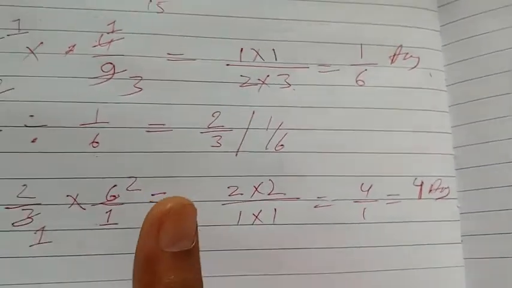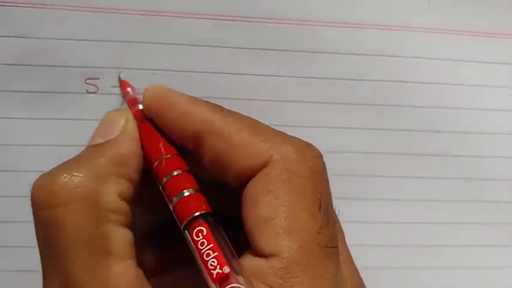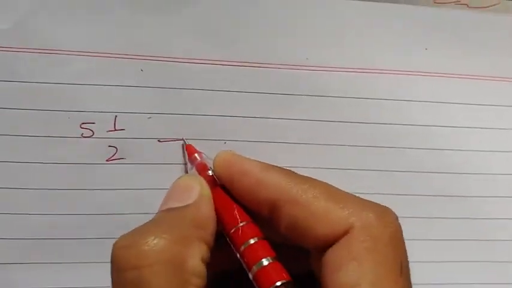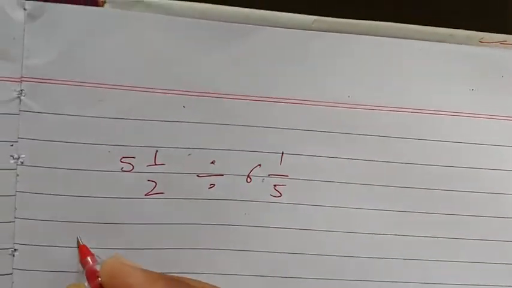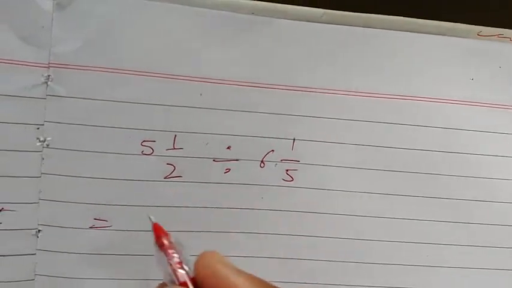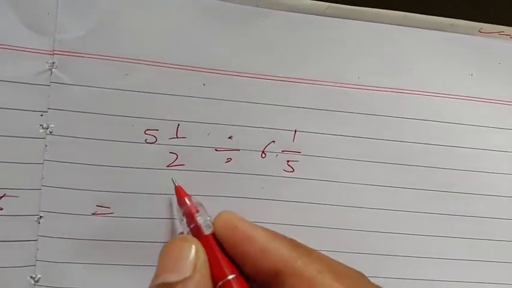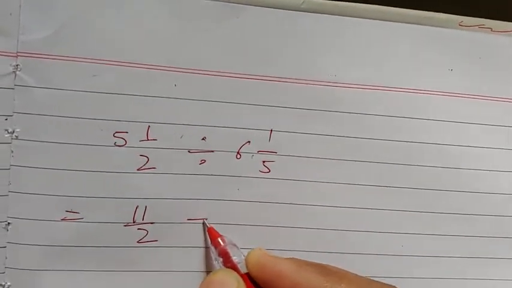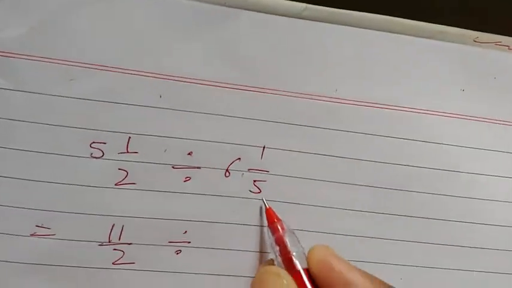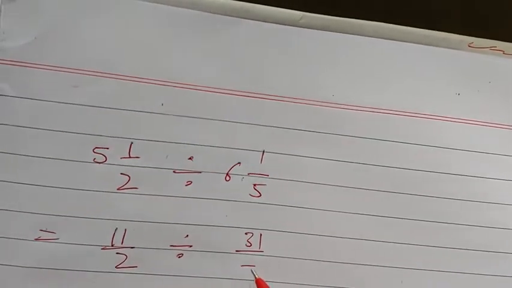Next we will take another example, of mixed type: 5 whole 1 by 2 divided by 6 whole 1 by 5. Simply convert them into improper fractions. 5 twos are 10 plus 1, 11 upon 2. And 6 fives are 30 plus 1, 31 upon 5.